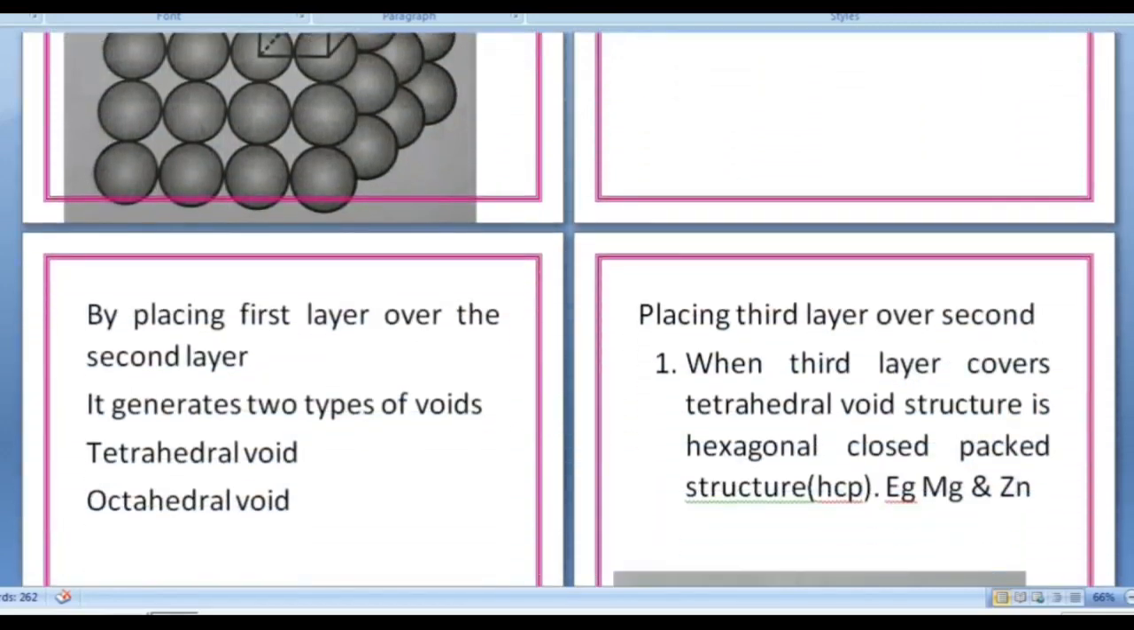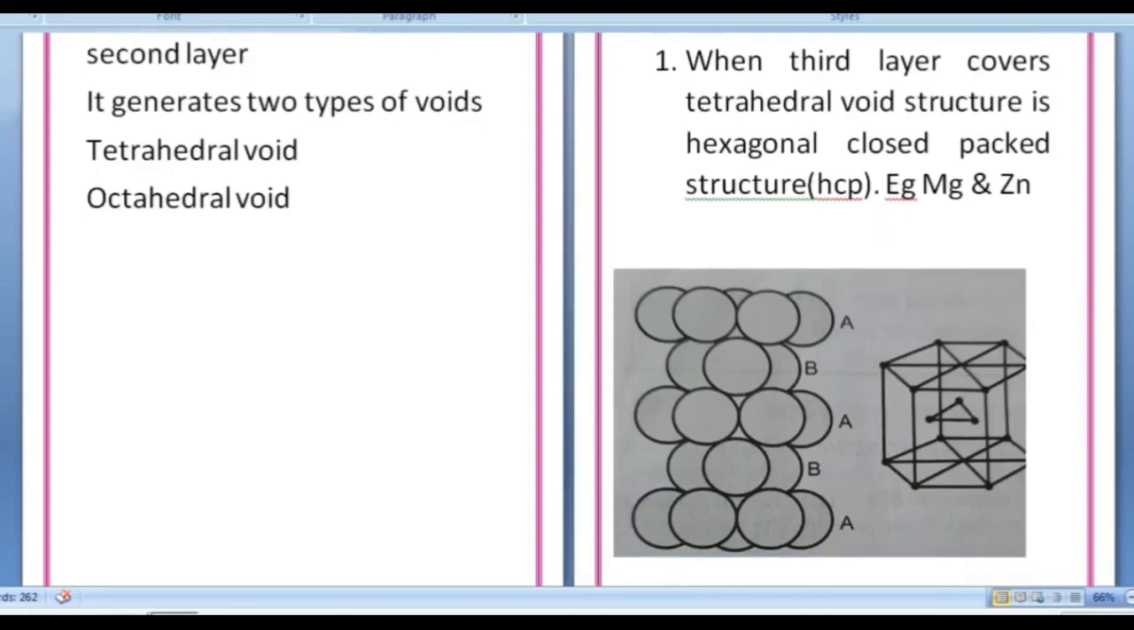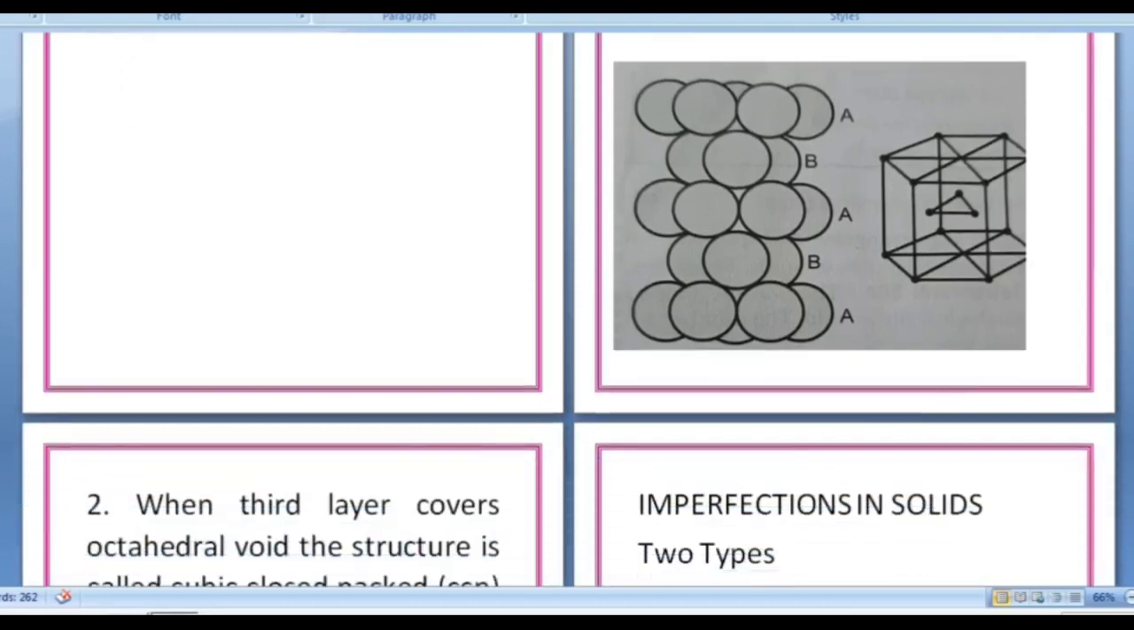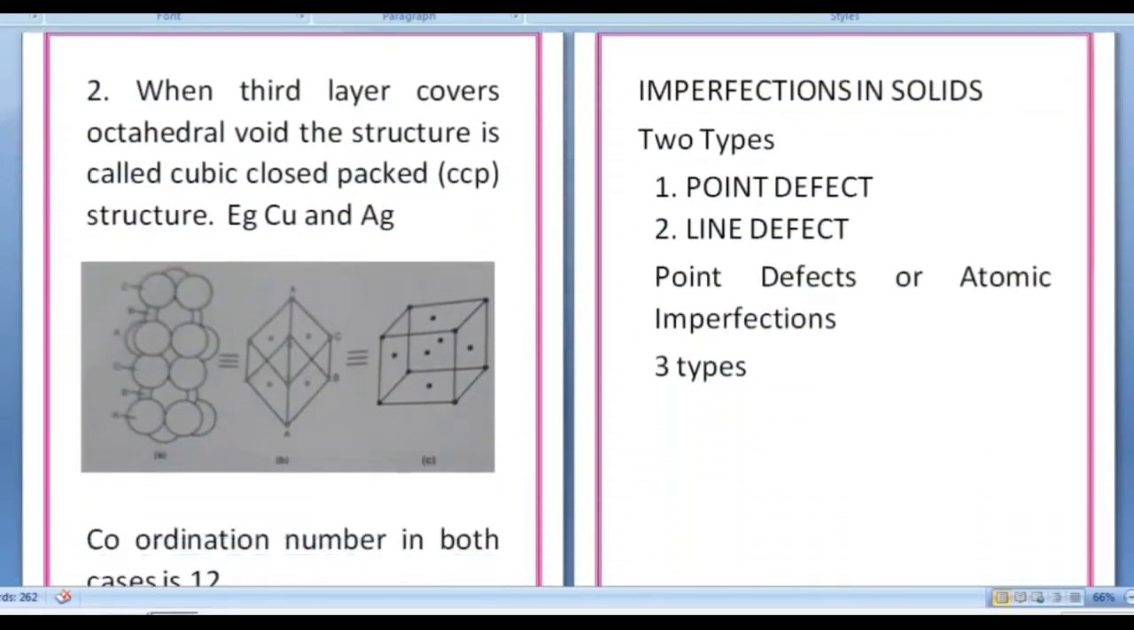First is when the third layer is covering the tetrahedral voids. Then this type of close packing is called hexagonal close packed structure. See the figure over here, the third layer is covering the tetrahedral void. So this type of structure is called hexagonal close packed structure. It can be seen in the case of magnesium and zinc. And the second method is when the third layer is covering the octahedral void.